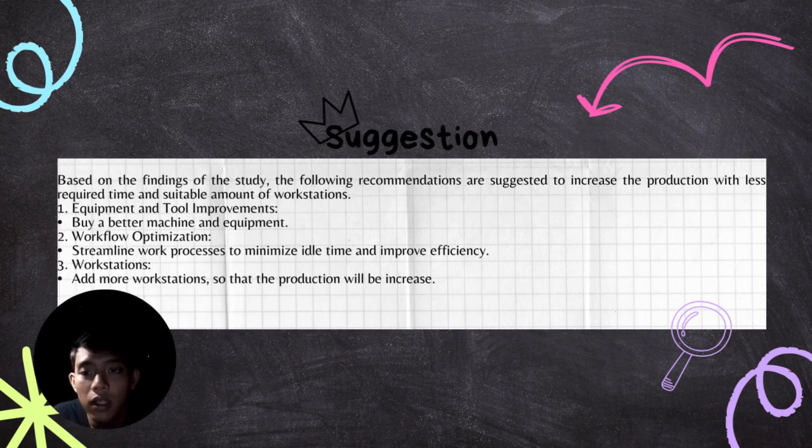Okay, the suggestion is, based on the findings of the study, the following recommendations are suggested to increase the production with less required time and a suitable number of workstations. The first suggestion is equipment and tools improvement, which is to buy a better machine and equipment. Second is workflow optimization, streamline work processes to minimize idle time and improve efficiency. The last one is workstation, add more workstations so that the production will be increased.